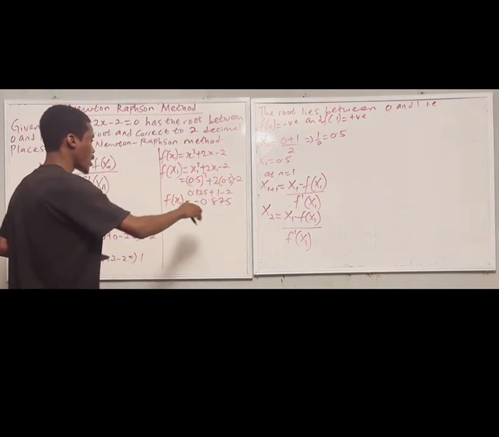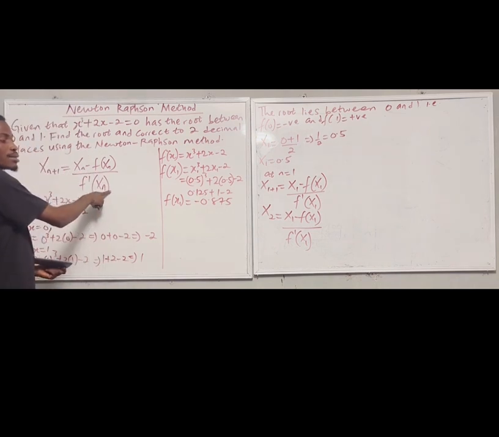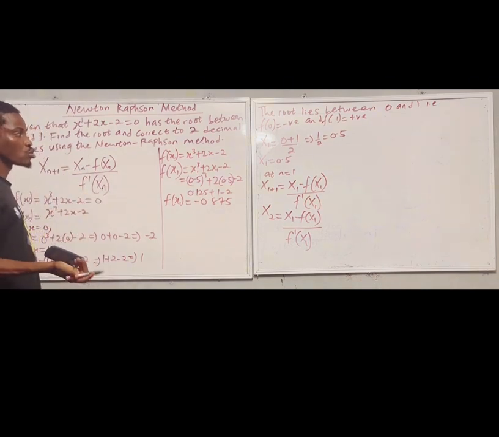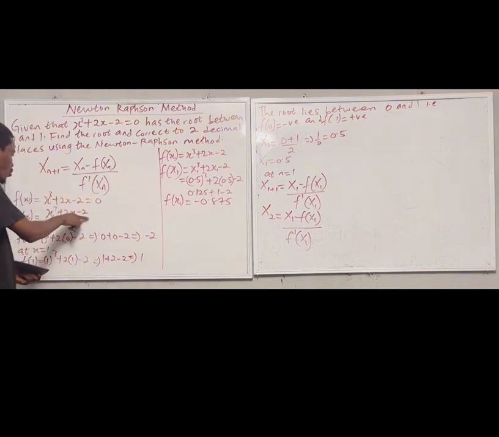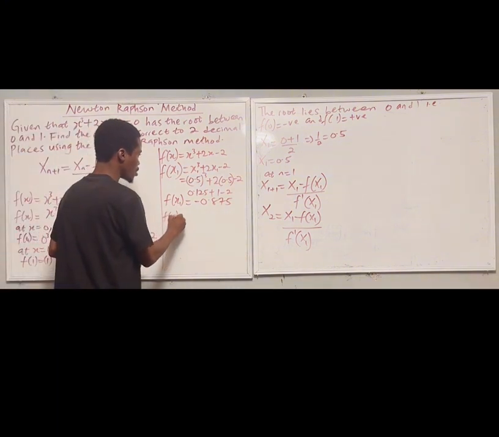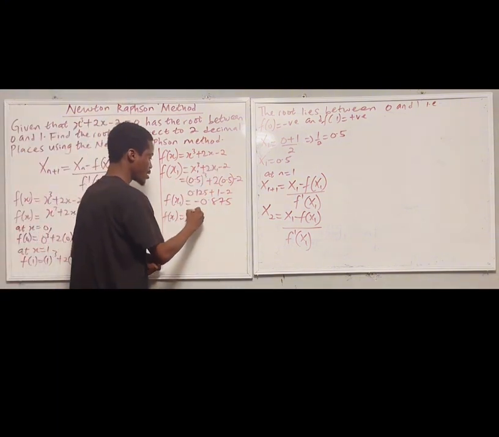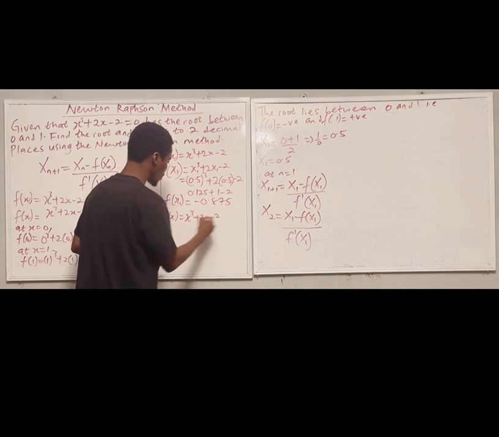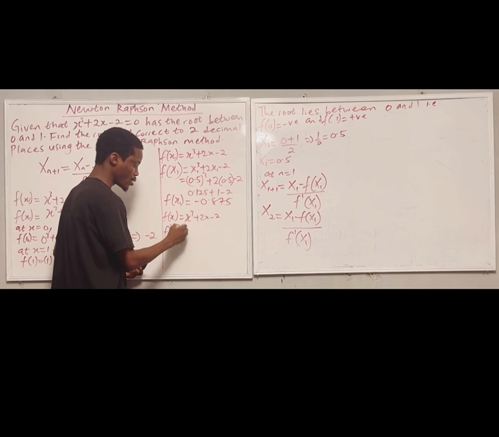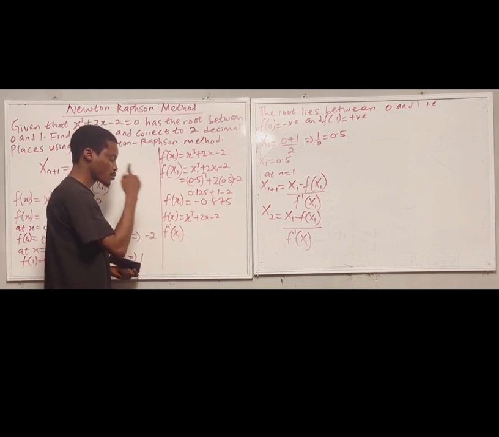So what do I have to do? I have to find f prime of x1, and our n is equal to 1. So I have to find f prime of this. What's my f prime of this? It means f of x is what? F of x is x cubed plus 2x minus 2. F prime of this x, that is f prime of x1, is also in terms of x.